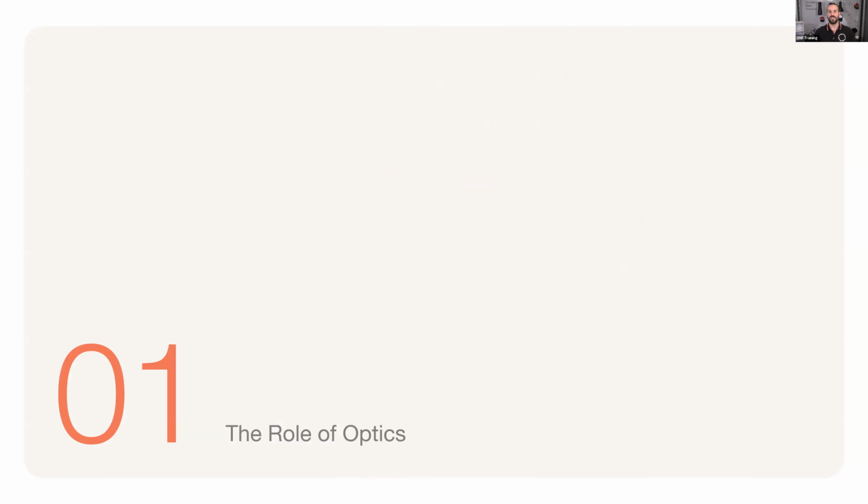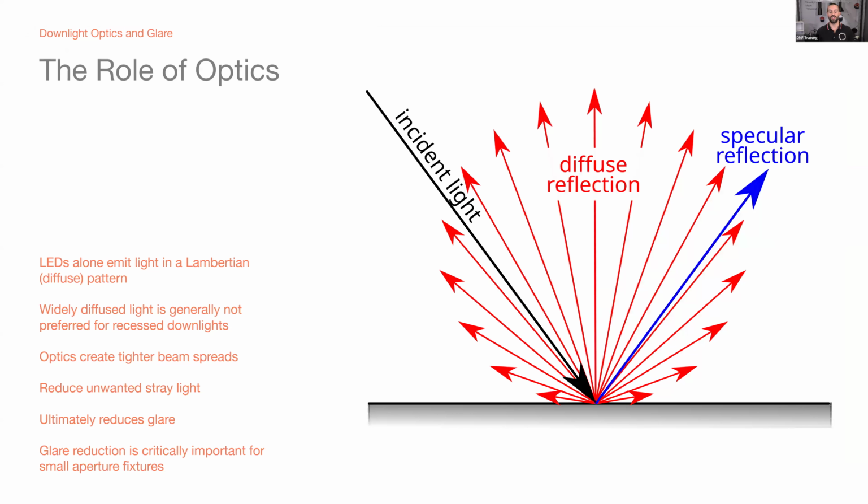So first of all, to talk about the role of optics in general, I should preface that optics and optical control have been around long before we started using LEDs. But with the advent of LEDs, it's changed how we have to approach and create optical systems for our lighting fixtures. LEDs on their own cast light in a Lambertian or diffuse pattern. They don't discriminate in terms of direction.